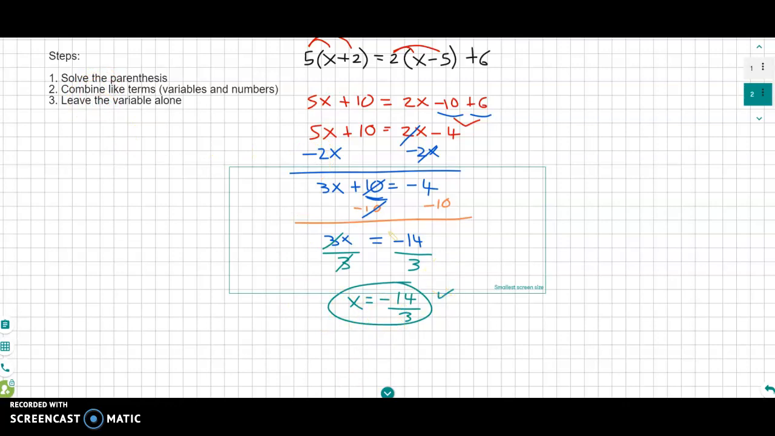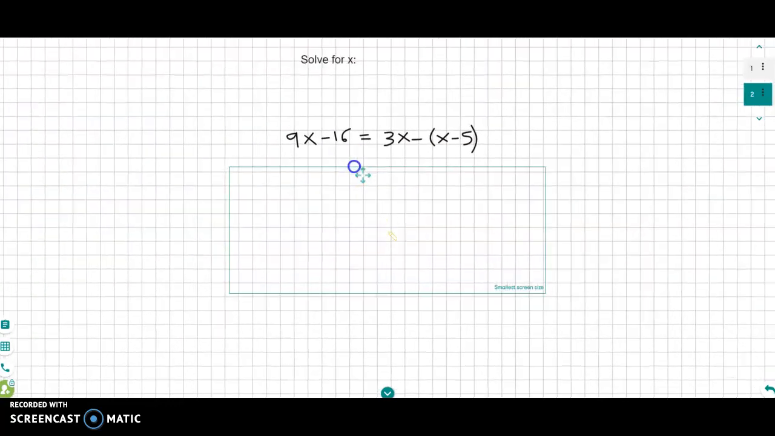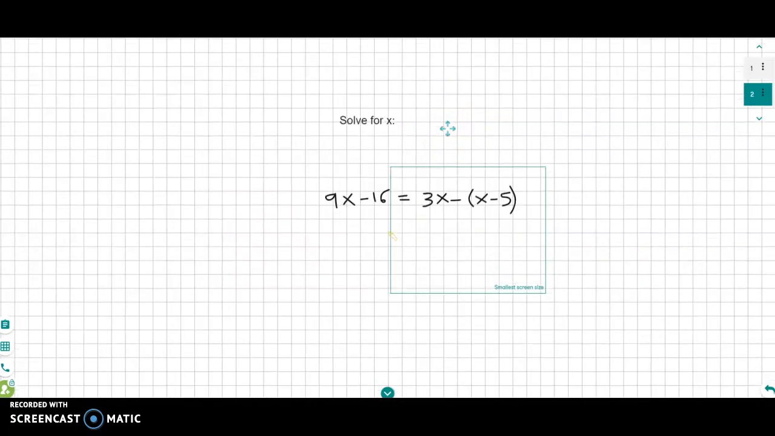Okay, so guys, let's go on with another example. So let's solve for x here. What is the first step? Remember, again, we have to solve the parentheses and then we combine like terms. How many parentheses do we have here? We only have parentheses to the right of the equation. So we are going to write the same terms here.